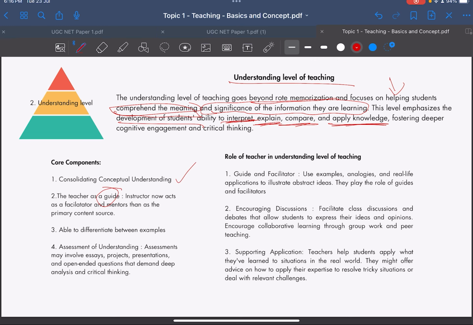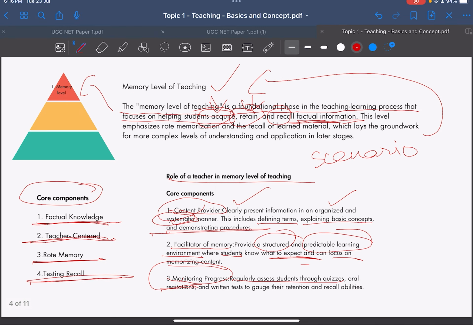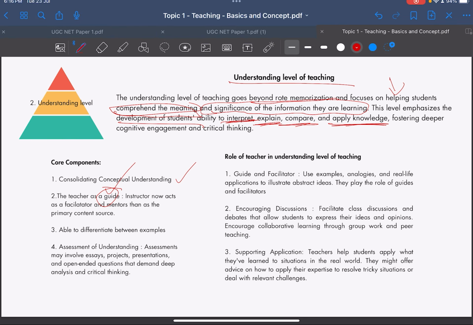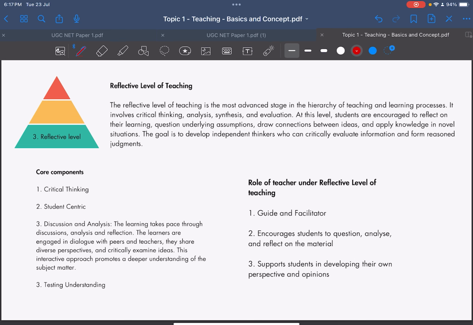Teacher is a guide. So, in memory, teacher was the content provider, facilitator. Here, teacher is just a guide. Students are now able to differentiate between examples. Under reflective style of teaching, and this is the highest in the hierarchy, it involves critical thinking, analysis, synthesis, and evaluation. So, whenever these key terms are used, you should know that it's reflective level of teaching.